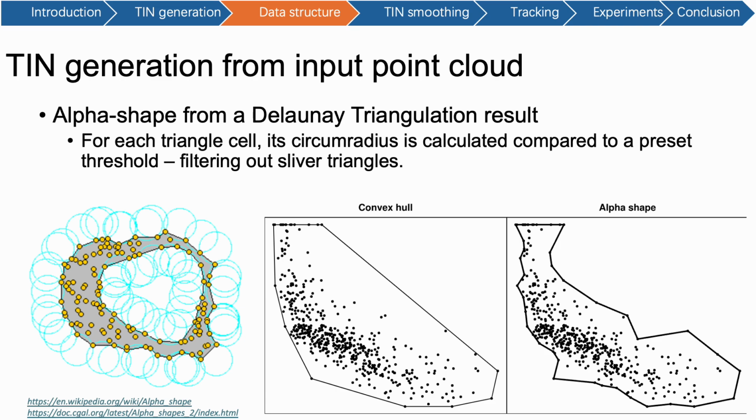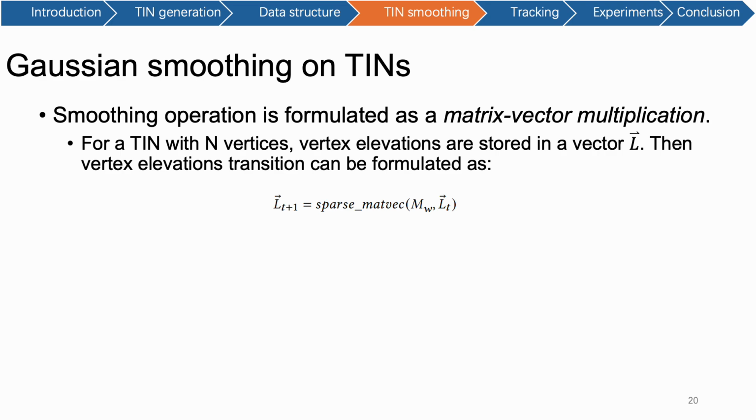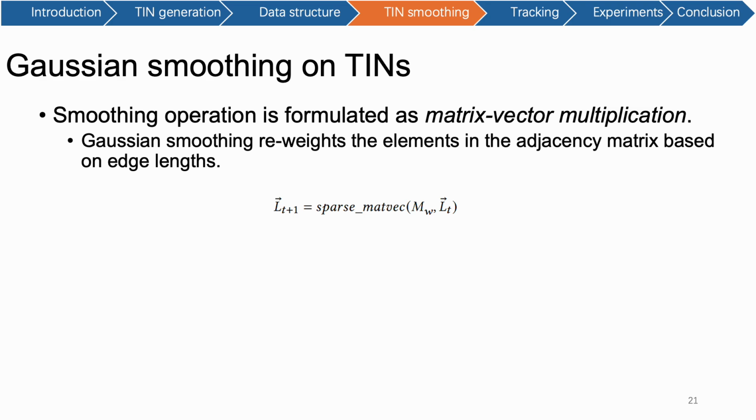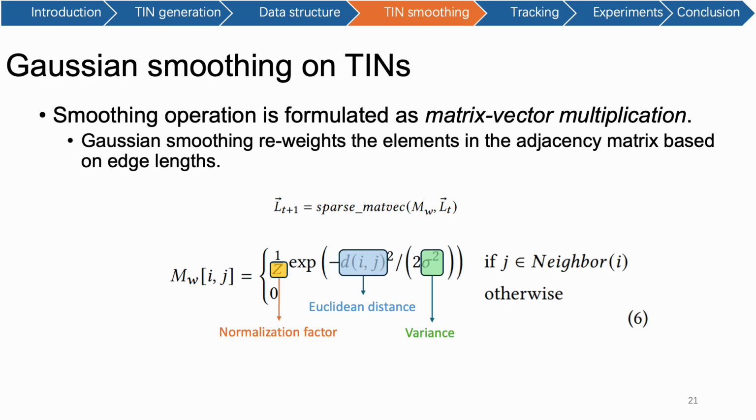triangles on the boundary. Gaussian smoothing operation is formulated as a matrix vector multiplication. Vertex elevations are stored in a vector, and the transition matrix is used to update the elevation of each vertex. This transition matrix is based on the adjacency matrix, which contains the edge connection information of the TIN. And based on the edge lengths, elements in the transition matrix are derived.